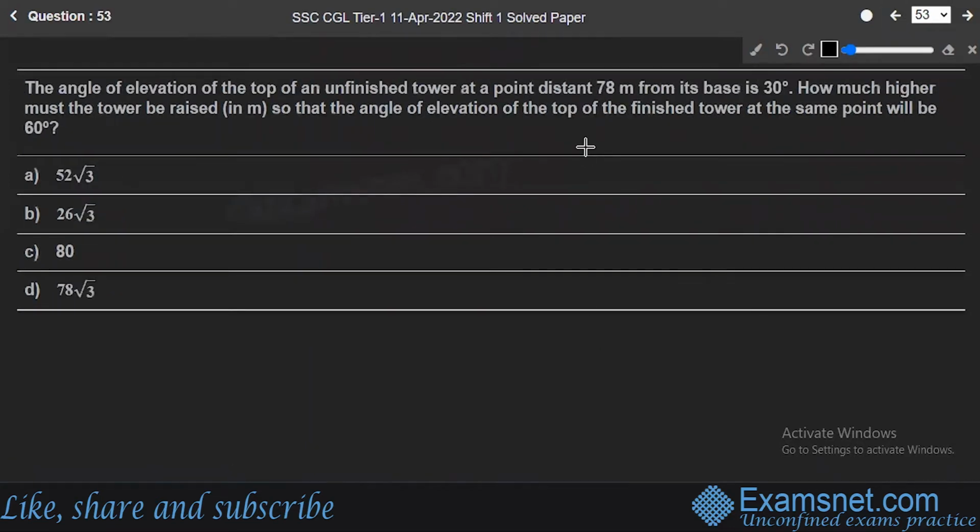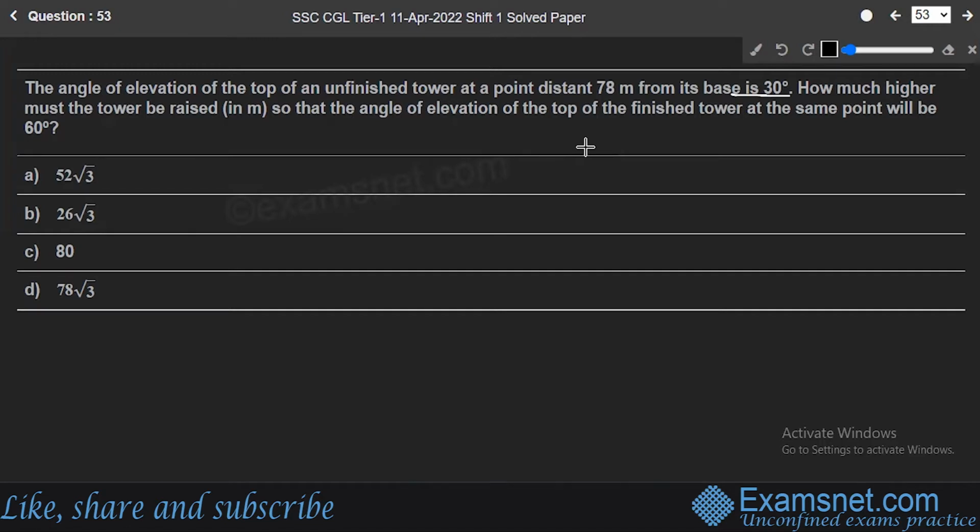Question number 53 says the angle of elevation of the top of an unfinished tower at the point distance 78 meter from its base is 30 degrees. Okay, so here it is. How much higher must the tower be raised so that the angle of elevation of the top of the finished tower at the same point will be 60 degree?